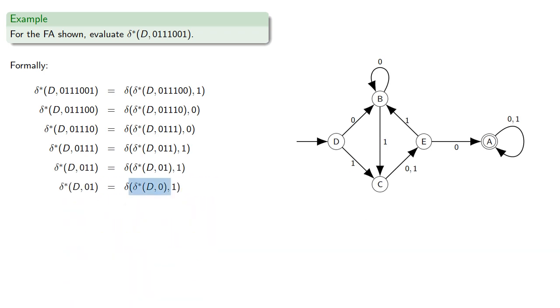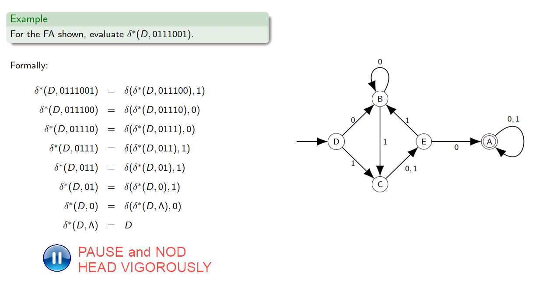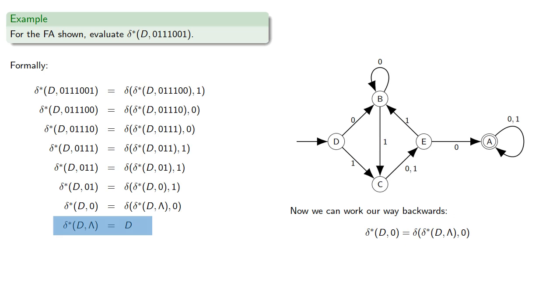Now, eventually we get down to delta star of a state and a single symbol. And remember that we can always concatenate with the empty string. So delta star of state and a single symbol is really delta star of the state and the empty string, followed by that single symbol. And that's useful because by definition, we know that delta star of d and the empty string is just the state itself. And so now we can work our way backwards. Delta star of d, 0 is delta of delta star of d, lambda and 0, but we know delta star of d, lambda is d, and delta of d, 0: if we're at d and get a 0, we go to state b.